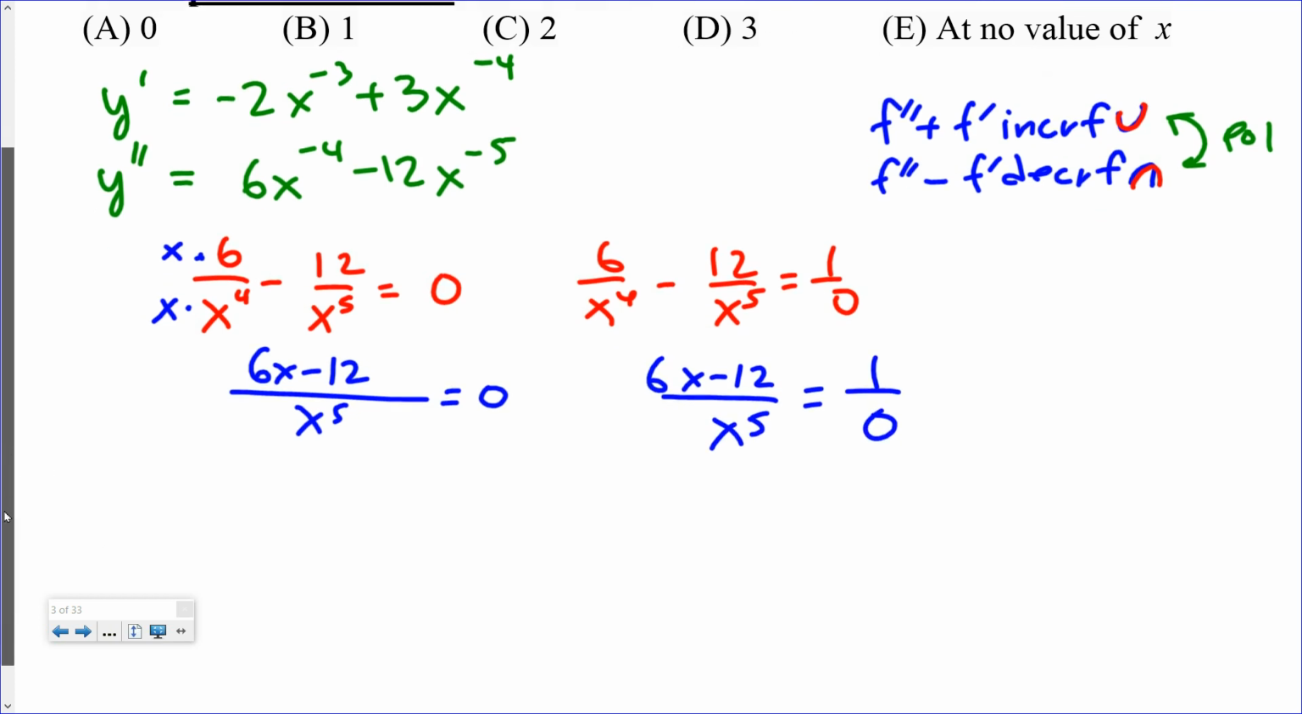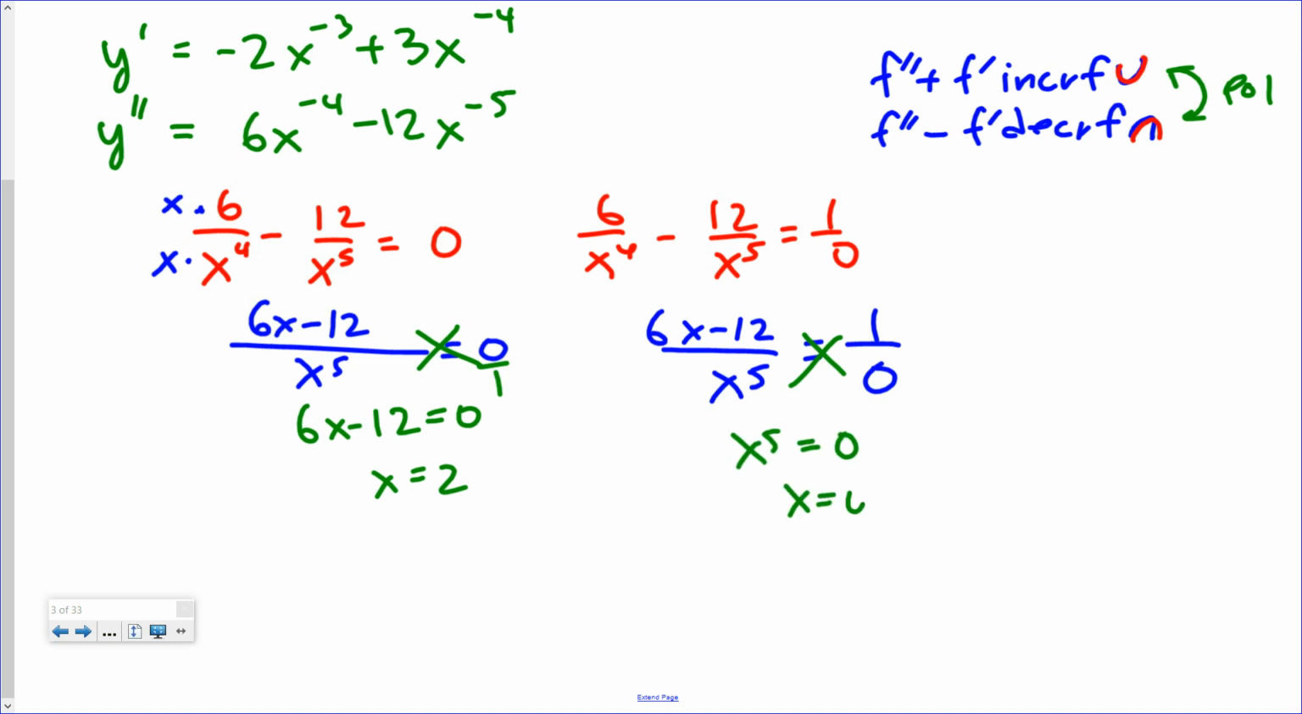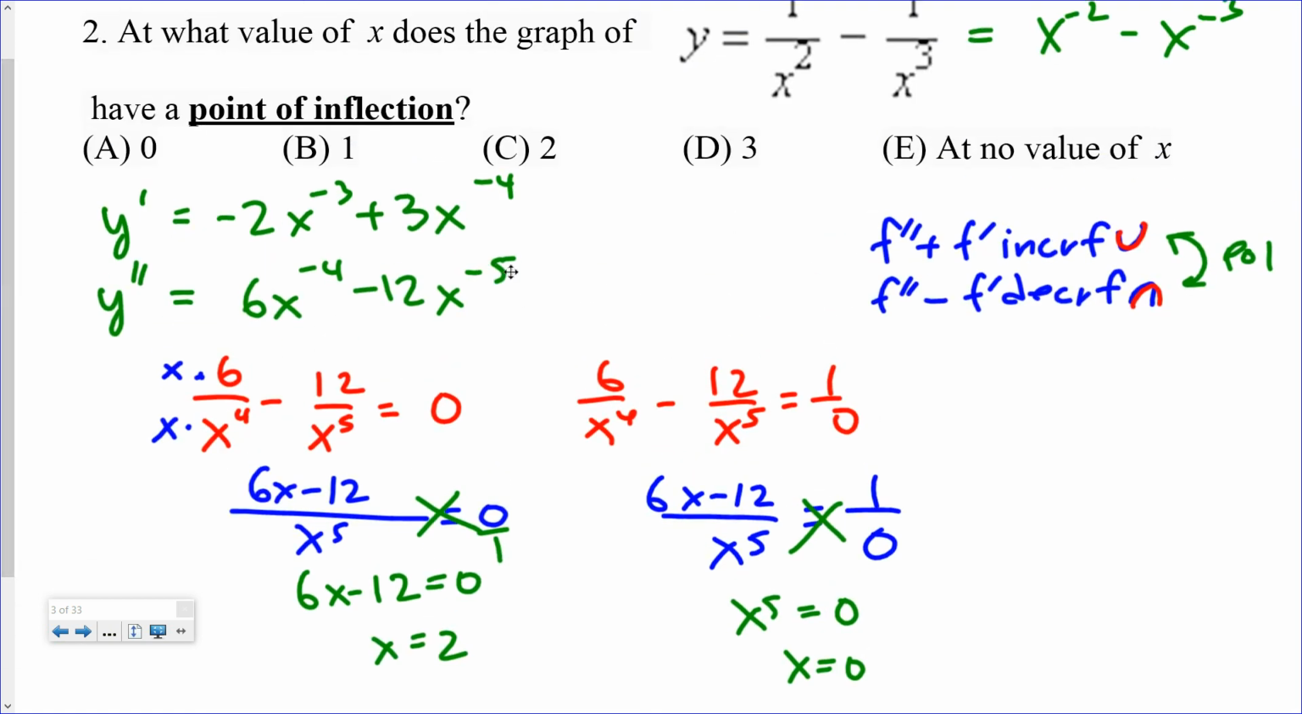All right. Can I cross multiply? I have one fraction on the left, one fraction on the right, and an equal sign in the middle. Yes. Okay. So I'm going to go ahead and cross multiply. If I cross multiply here, this is 0 over 1. So that's going to give me 6x - 12 is equal to 0. So one possible POI is x equals 2. On this side here, when I cross multiply, I'm going to get x^5 is equal to 0. So x is equal to 0. That's a possible POI.